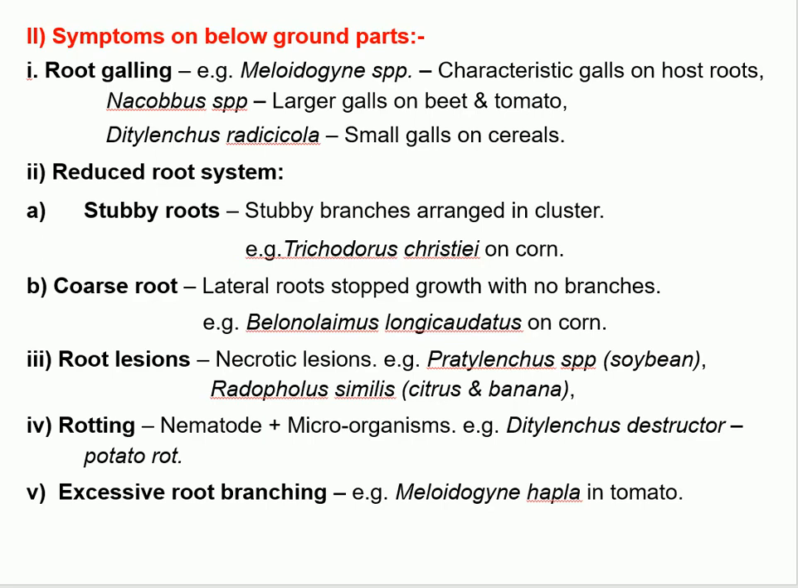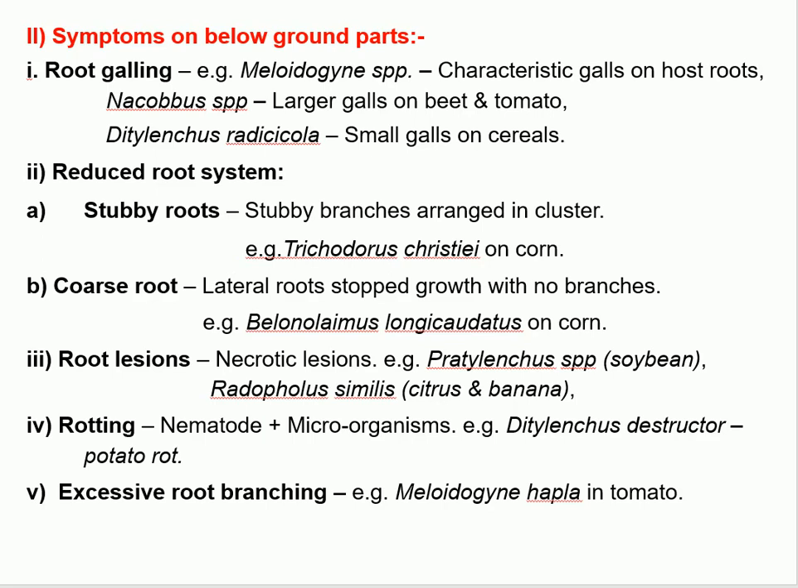Second symptom is the reduced root system, in which two types of reduced root systems are observed. First one, stubby roots, and second one is the coarse root. Stubby roots, stubby branches arranged in a cluster. For example, Trichodorus christiei on corn. Second, coarse root. Lateral roots stop their growth with no branches. For example, Belonolaimus longicaudatus on corn.